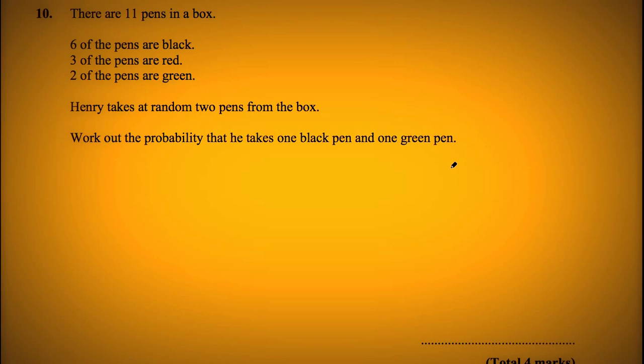There are 11 pens in a box. 6 of the pens are black, 3 of the pens are red, 2 of the pens are green. Henry takes at random 2 pens from the box. Work out the probability that he takes 1 black pen and 1 green pen.